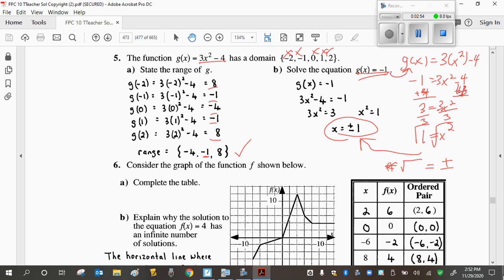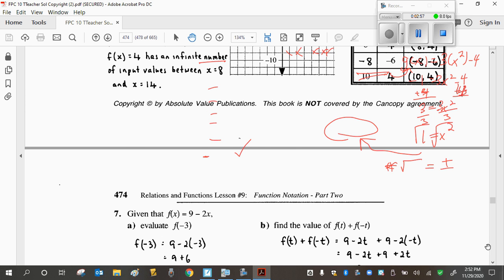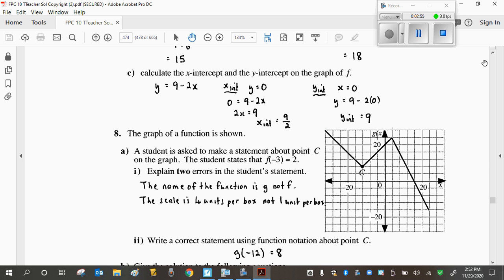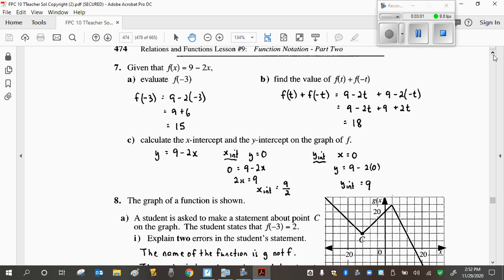Top of page 41 says number 7. Not too bad for 7a. You're substituting anything inside the brackets. That means x equals negative 3, so you sub it in for x. This means x equals t and negative t, and then you add them together. So this is the first part, and this is the second part. And then you collect like terms, and the t's cancel.